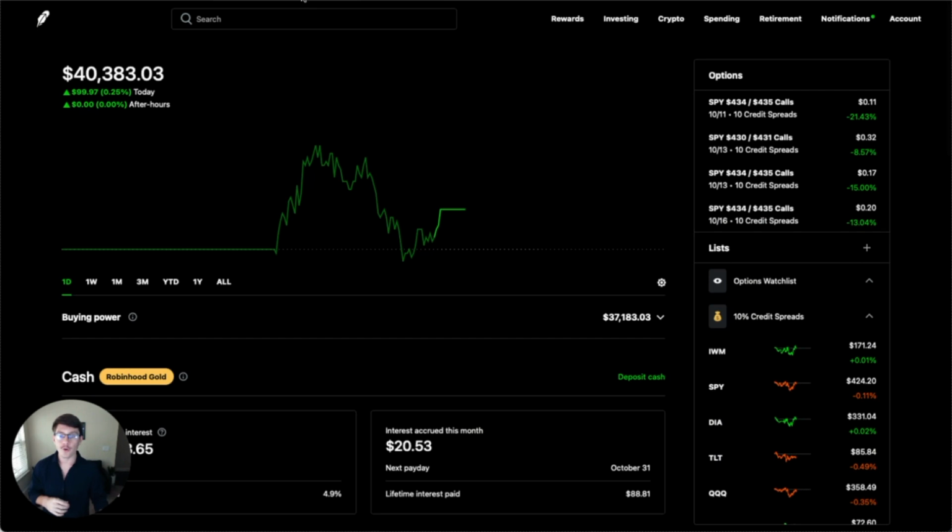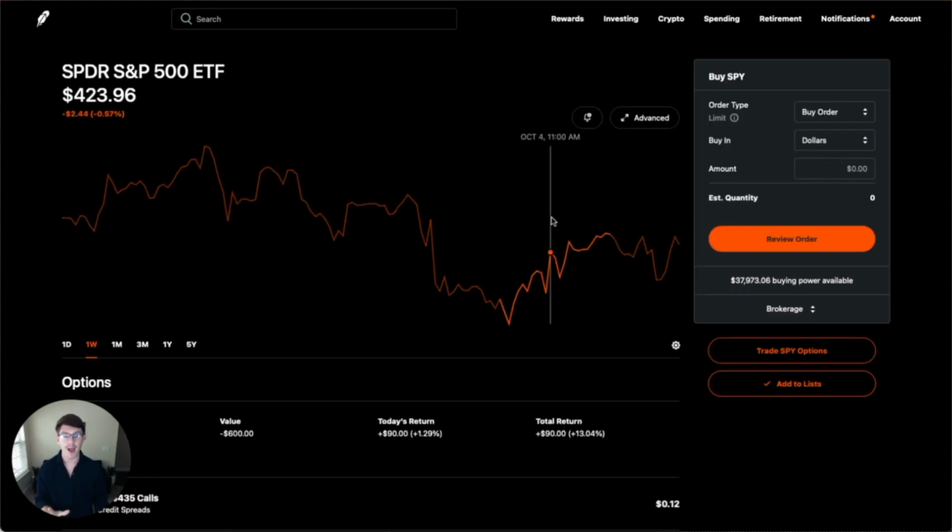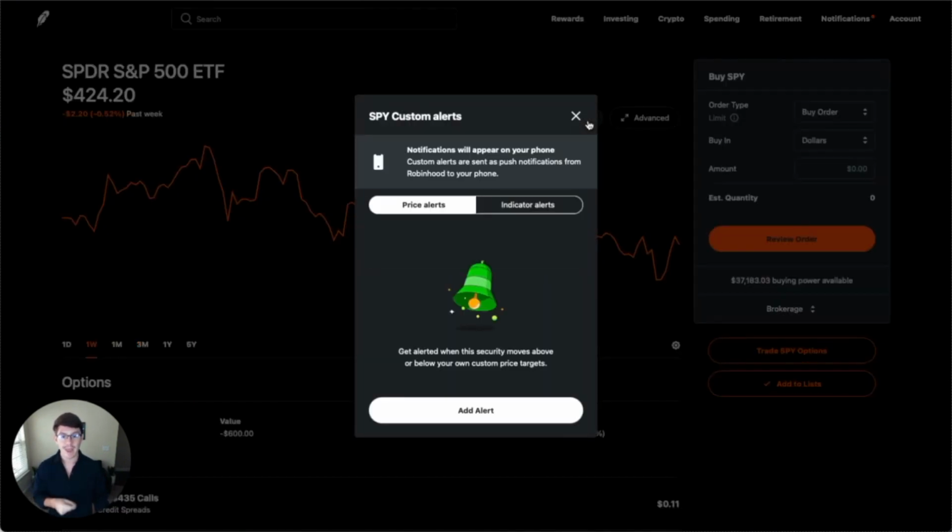Now, for those who have a platform like Robinhood, how do we take advantage of it? Well, you need to go down to the stock that you're trading, not the options, the stock. And Robinhood now has the ability to set up alerts. You're going to want to set up alerts on the trade. And so again, you can set up price alerts. You can also set up indicator alerts.